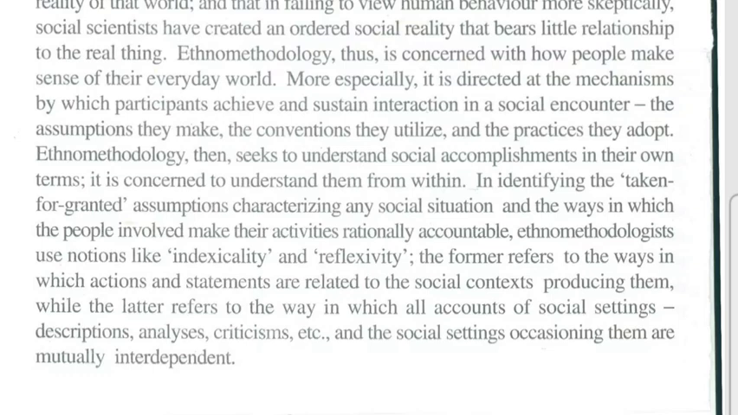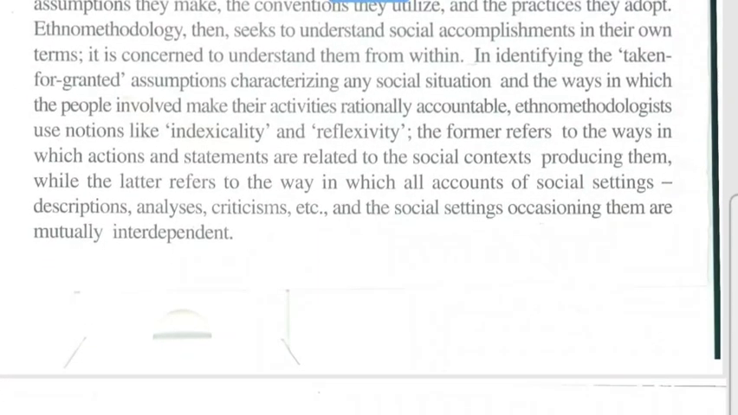Ethnomethodology, then, seeks to understand social accomplishments in their own terms. It is concerned to understand them from within. In identifying the taken-for-granted assumptions characterizing any social situation and the ways in which the people involved make their activities rationally accountable, ethnomethodologists use notions like indexicality and reflexivity.